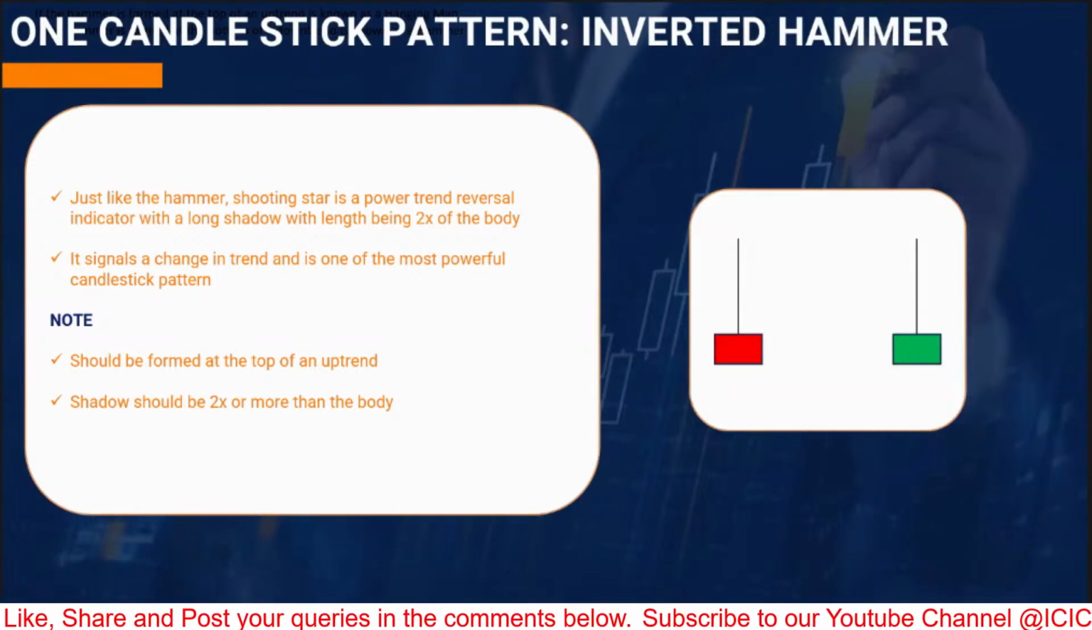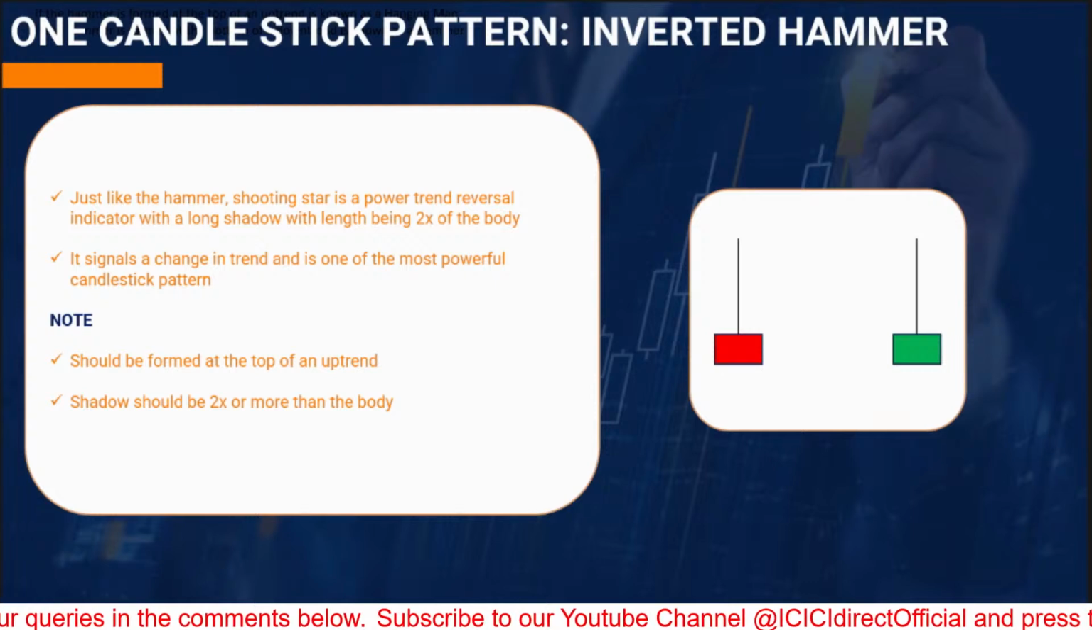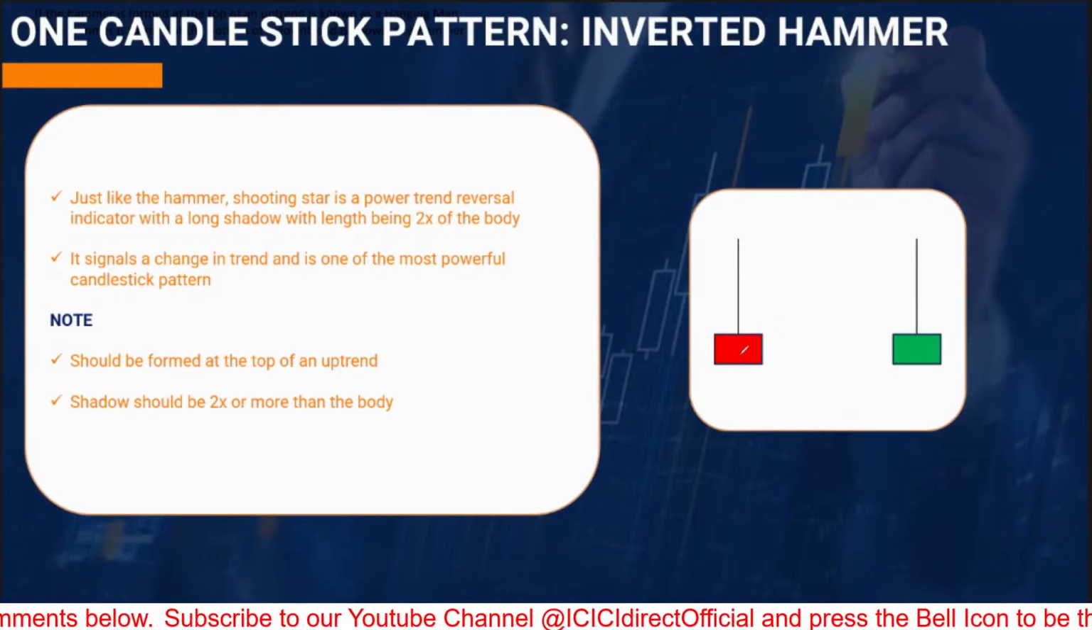That is nothing but an inverted hammer. The condition remains the same. The wick should be twice or more than twice the size of the body, but it would be the opposite. The hammer's body was up and the wick was lower, but here you will have a higher upper wick. Same thing, a lower wick is fine.